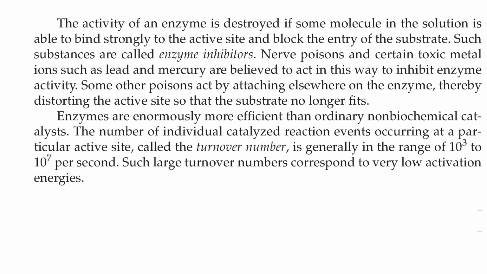The activity of an enzyme is destroyed if some molecule in the solution is able to bind strongly to the active site and block the entry of the substrate. Such substances are called enzyme inhibitors. Nerve poisons and certain toxic metal ions such as lead and mercury are believed to act in this way to inhibit enzyme activity. Some other poisons act by attaching somewhere on the enzyme, thereby distorting the active site so that the substrate no longer fits.